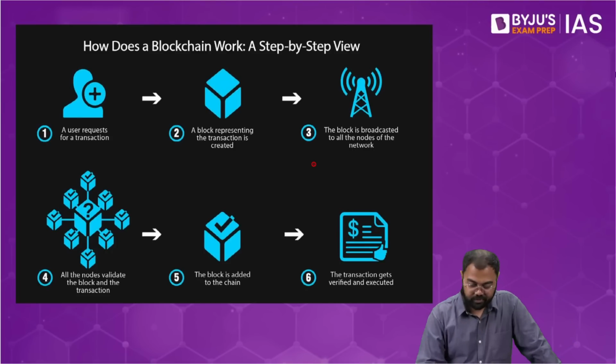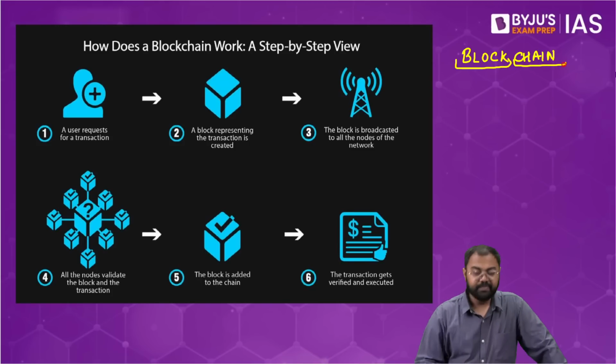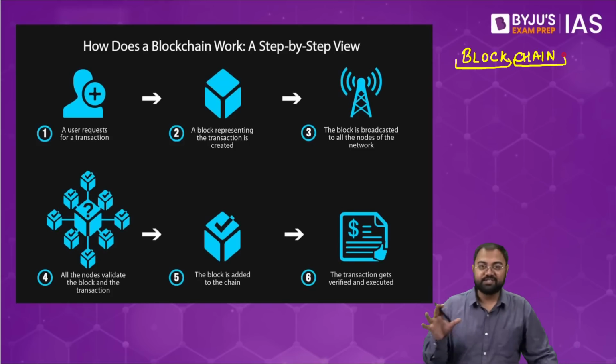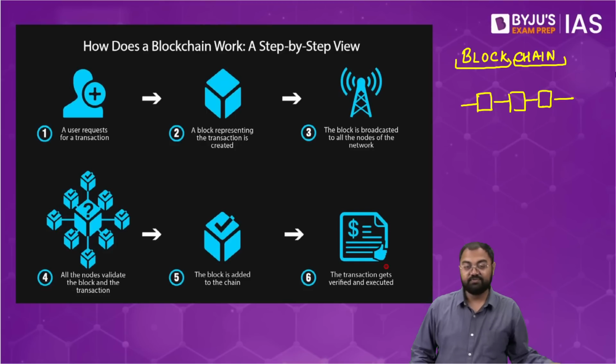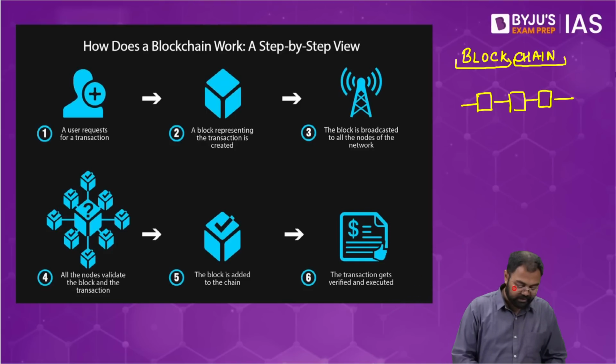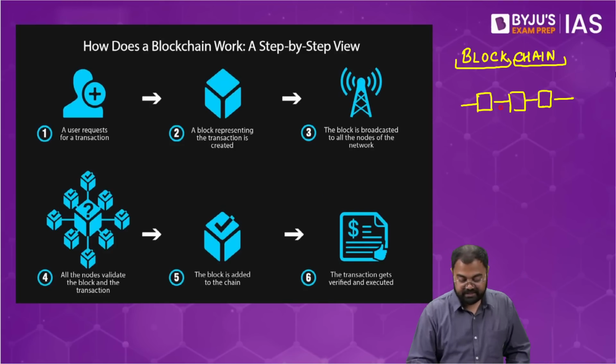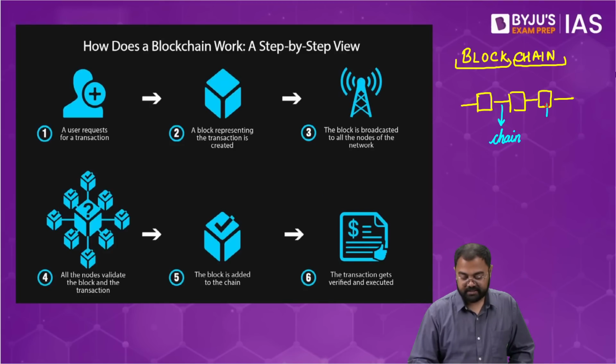When we say blockchain, obviously there are two words here: block and chain. Why do we say that it's blockchain technology? Because this is how we represent it: there are blocks of information, and these blocks of information are connected via a chain. That's why it is called blockchain technology. So these are the chains and these are the blocks.